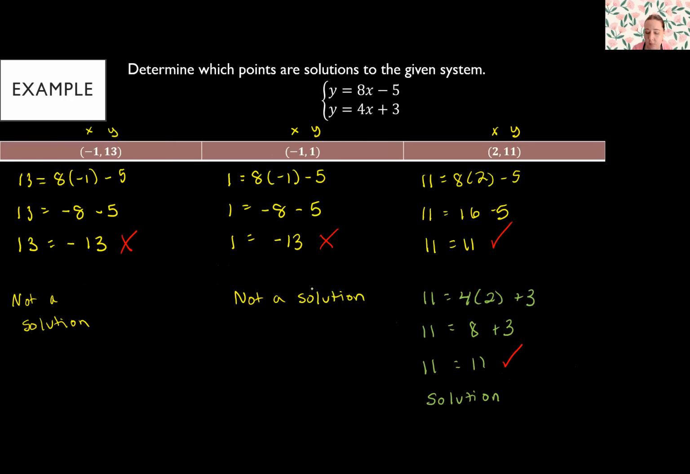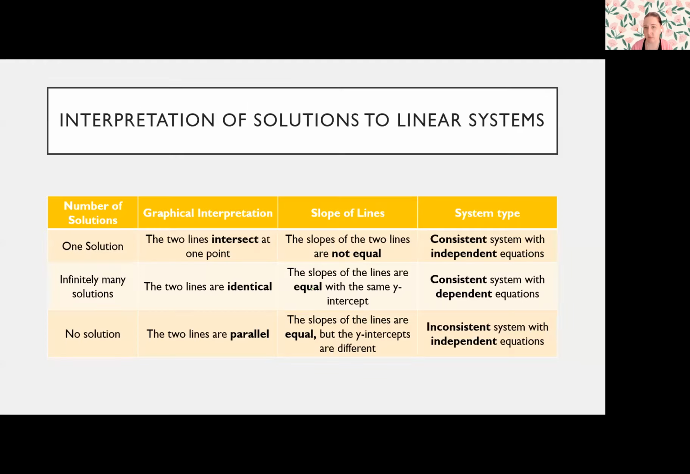And then the other thing about systems is knowing how many solutions there are, whether there's one, infinite, or no solution. And that's all based off of slope-intercept form, y equals mx plus b. So when you do that, you need to make sure that your equations are solved for y in order for you to check.